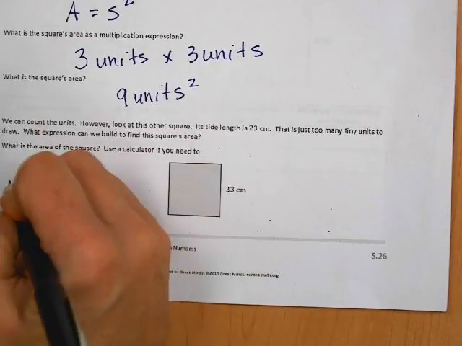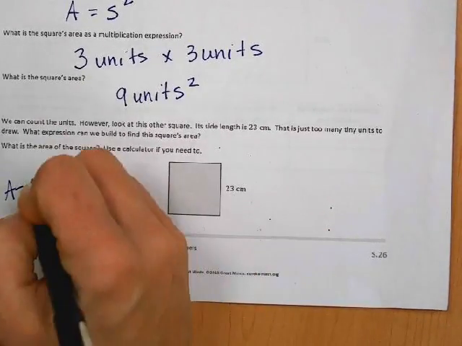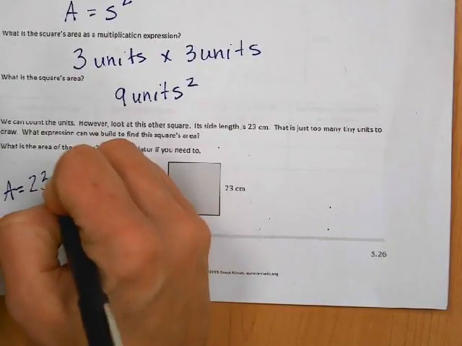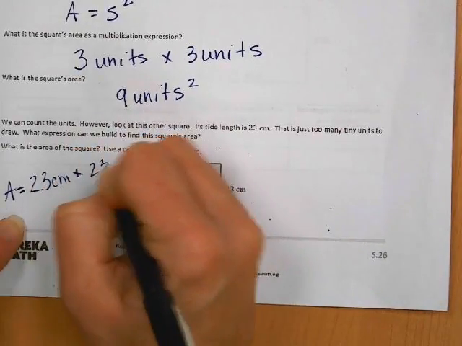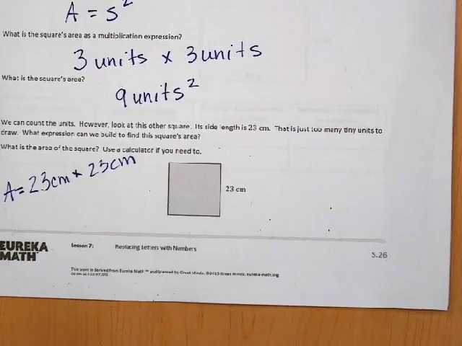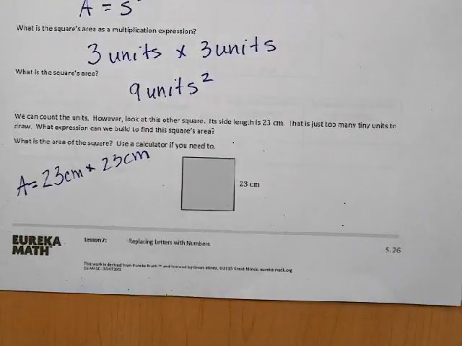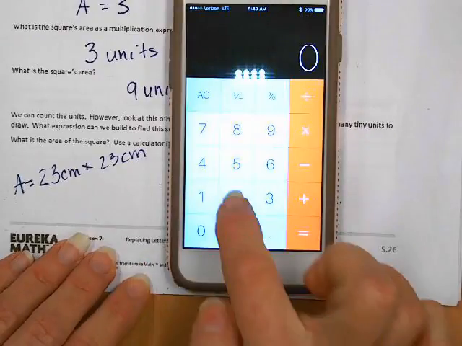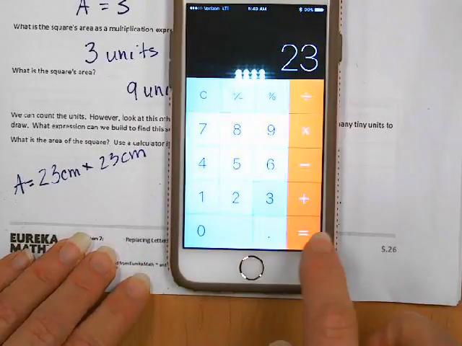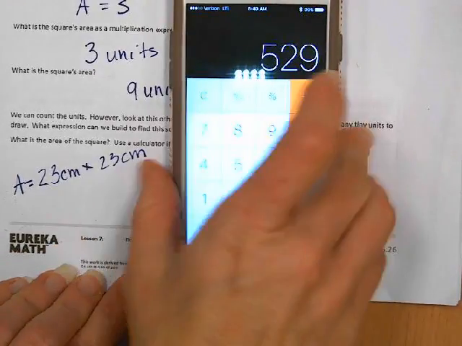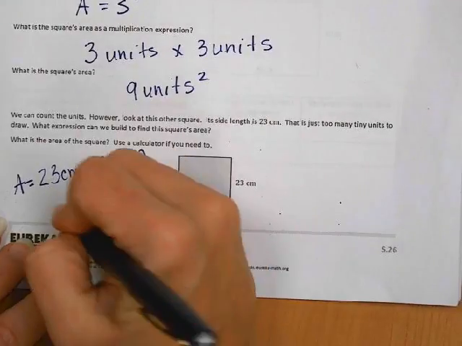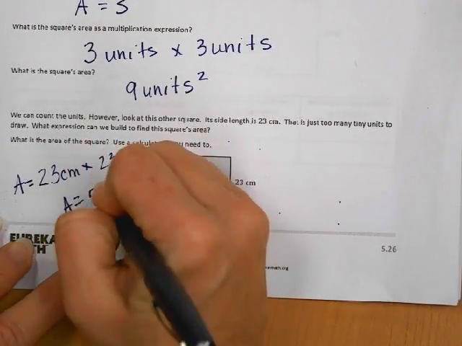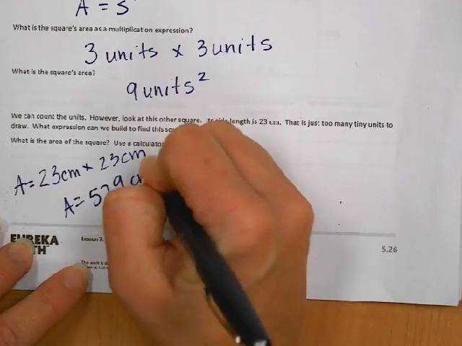So area equals, I know it's side squared, so that's 23 centimeters times 23 centimeters. If I'm going to work this out, I can do 2-digit times 2-digit. I can also use my calculator. Since we're doing this example together, I'm just going to use the calculator on my phone. I'm going to take 23 times 23, and the answer is 529. So area is 529 centimeters squared.